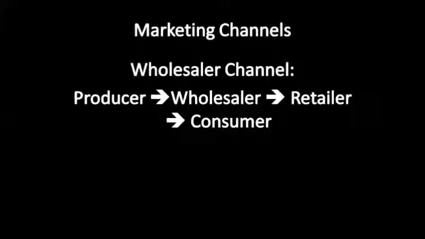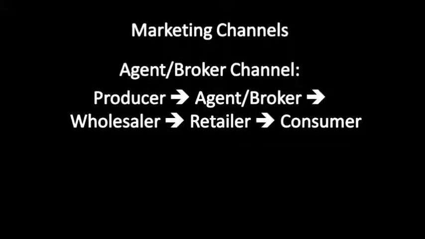Then there's a wholesaler channel. This is where it goes from the producer to wholesalers to retailers to consumers. Some examples of these are Heinz tomatoes and other types of canned food. And the 4th and final one is the agents or broker channel. This is where it goes from agents, brokers, to wholesalers, to retailers, to consumers. An example of this would be the Myers department store.